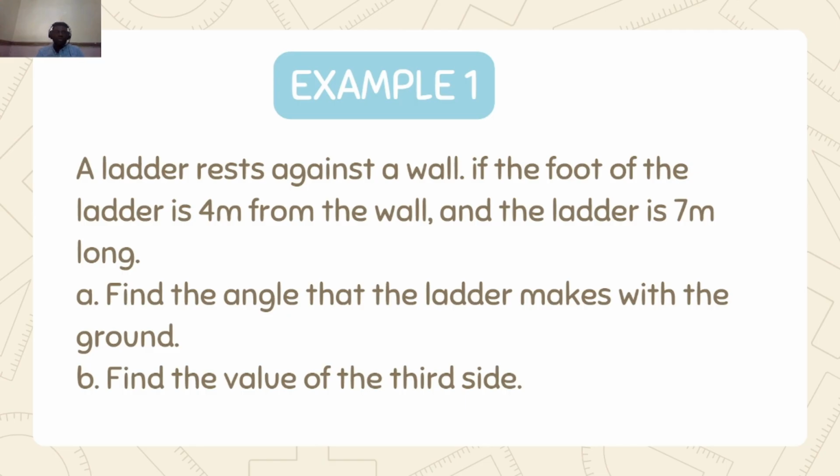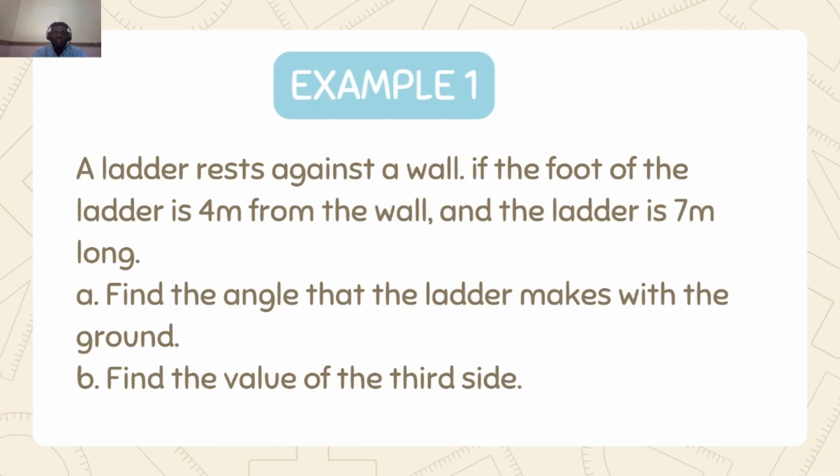So now going into word problem proper, our first example here is: a ladder rests against a wall. If the foot of the ladder is 4 meters from the wall and the ladder is 7 meters long, A, find the angle that the ladder makes with the ground, and B, find the value of the third side. So in this case, like I used to always say, you can check one of my videos on how to solve word problems. You have to break down the problems one after the other, understand the terms.